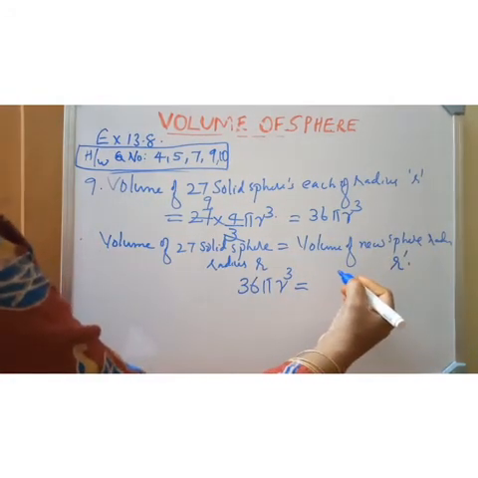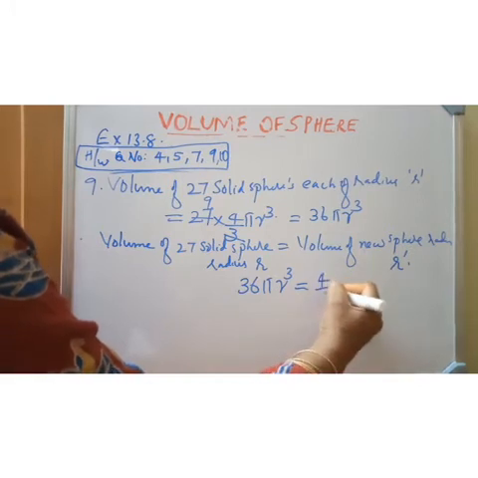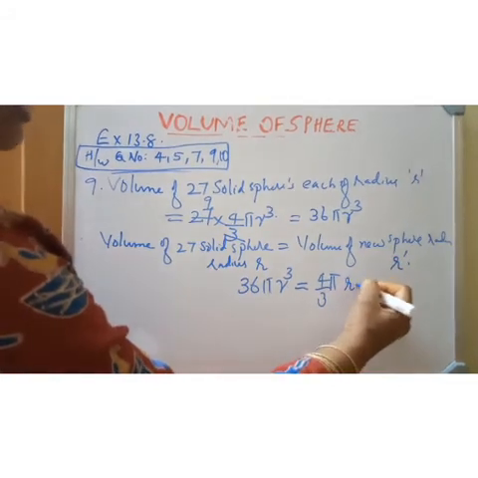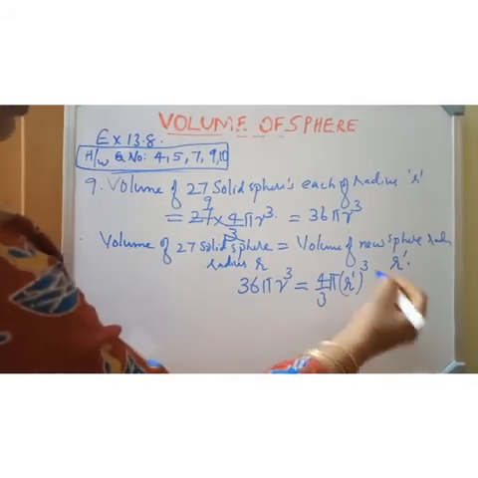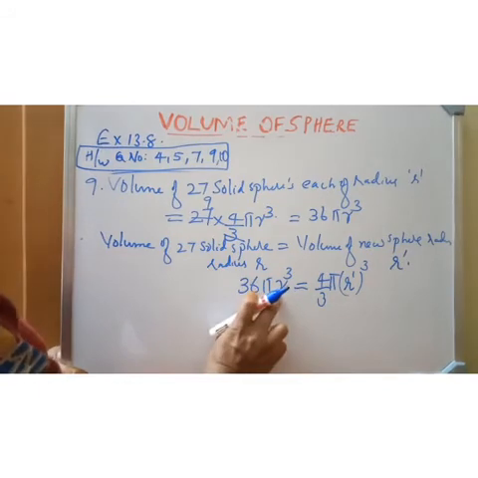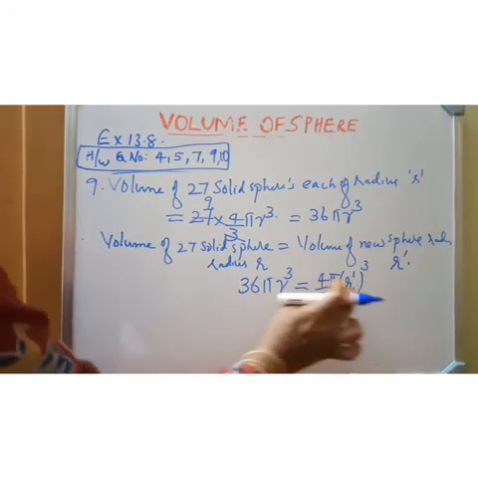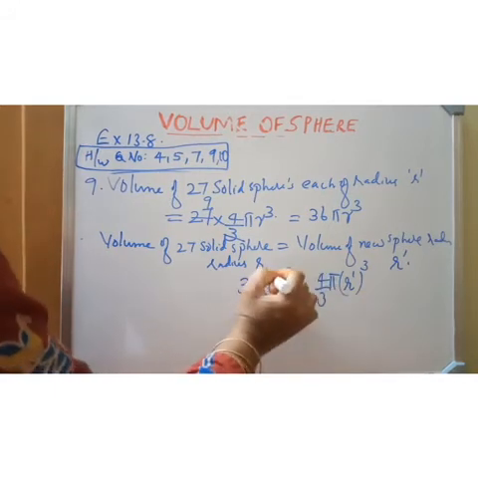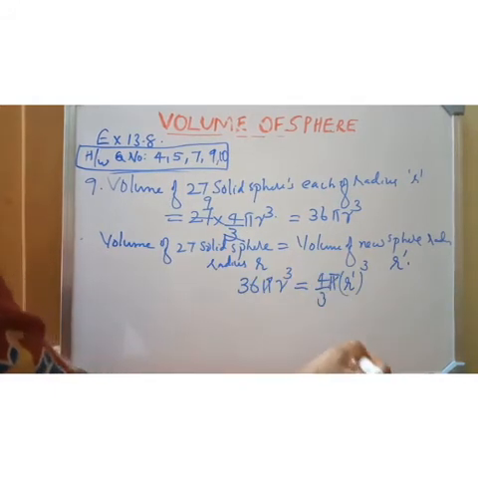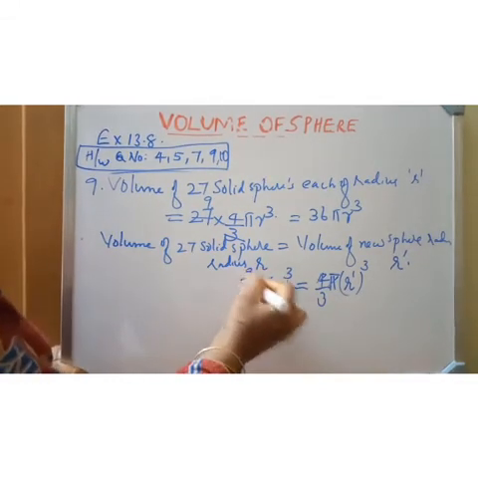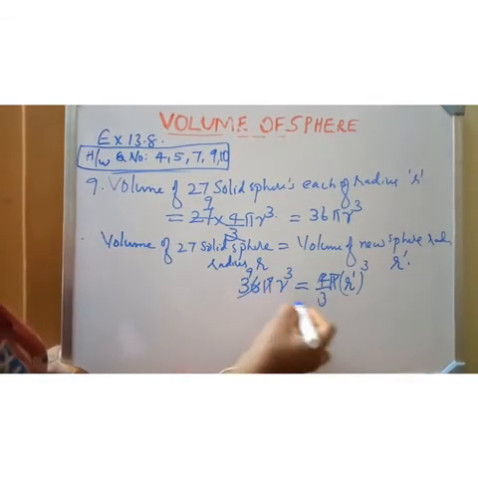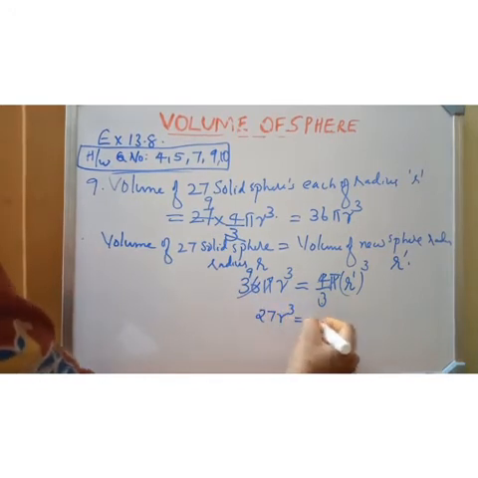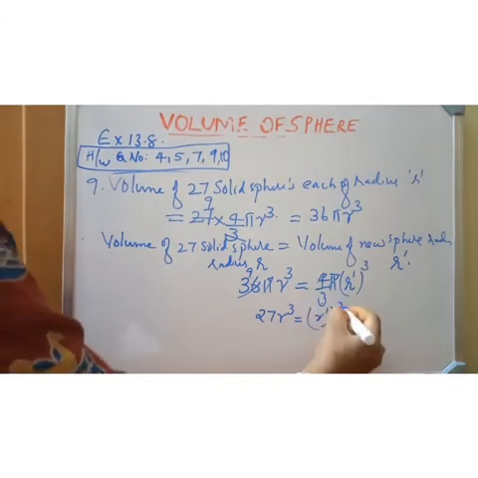So what is the formula for the volume of a sphere? 4 by 3 pi. Here the radius is r dash. Okay. So what you have to write? R dash the whole cube. Understood, children? Here r cube because the radius is r. Here the new sphere has radius r dash. So we will get like this. So pi and pi get cancelled. Okay. 4 and 36, 9 times. 9 into 3. So after simplification, 3 9s are 27 r cube is equal to r dash the whole cube.